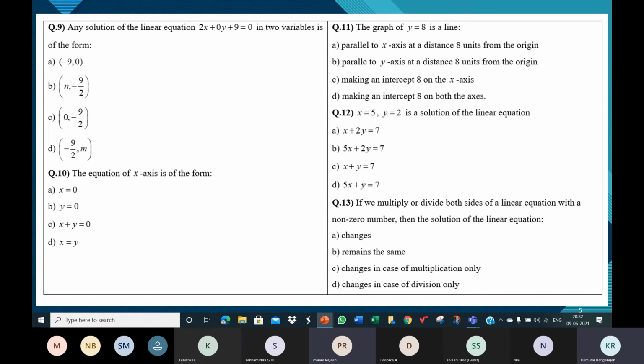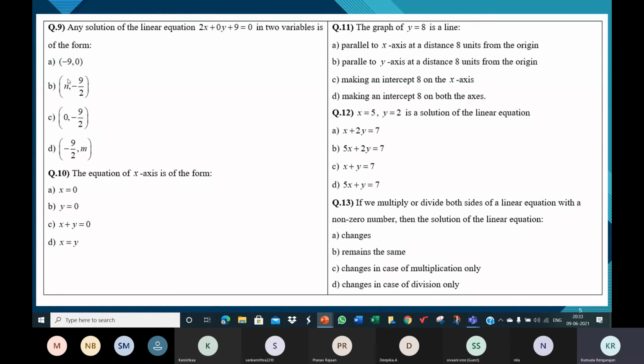Yeah, Pranav, you're right. Y is equal to minus 9 by 2. It's obvious, no? From the ordered pair n comma minus 9 by 2, meaning n, the x coordinate, can be any value. That's why it's represented by a variable there. The x coordinate can be any value, but y will not budge. It will always be minus 9 by 2. That's why it's represented by a variable n.